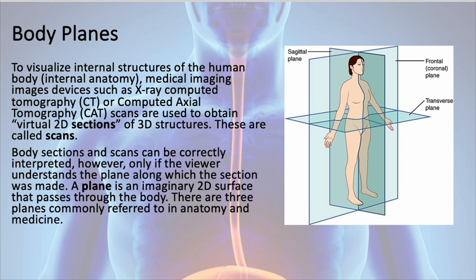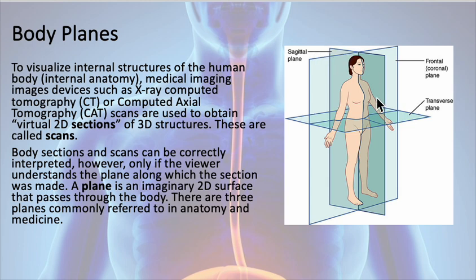Body sections and scans can be correctly interpreted only if the viewer understands the plane in which the section was made. Being able to understand what plane that section is being viewed from helps us to correctly distinguish the different structures in an image. So a plane is an imaginary 2D surface that passes through the body. And there are 3 planes that are commonly referred to in anatomy and medicine, highlighted here. We'll talk about each one individually.